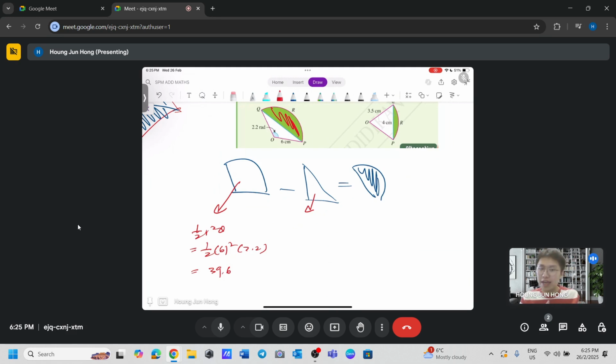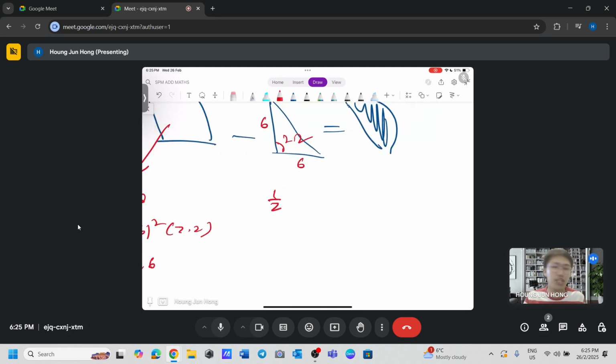Then now here's the question. How do I find the area of a triangle? You can see this is 6, this is 6, and this is 2.2. Remember, there is a formula. When you have two sides plus one angle, there's a formula from your Form 4 last chapter on triangles: half AB sine theta. When you have A, when you have B, and an angle, you can do half AB sin theta.